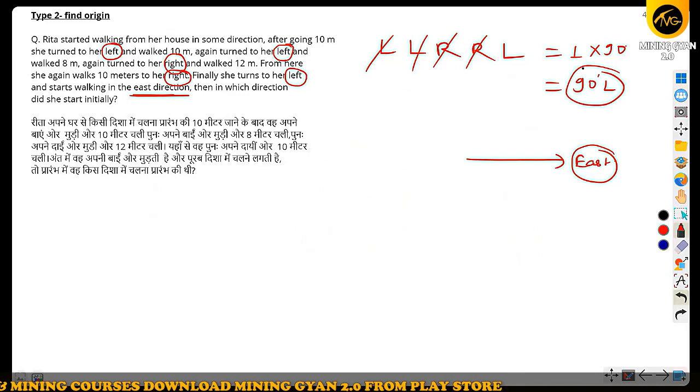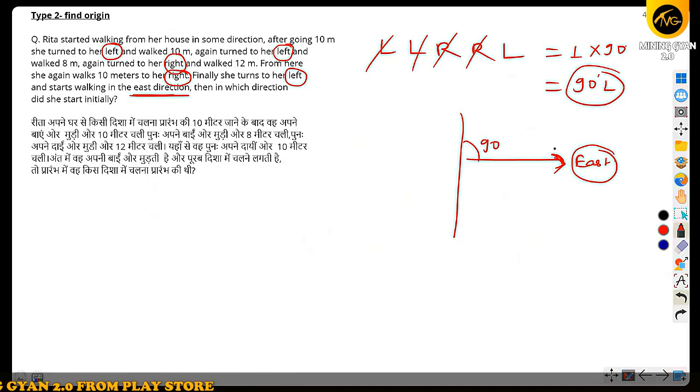Is it clear? So now assume east is her final direction. So one time left of his final direction. So this will be 90-degree left direction and right direction. So basically she turned finally this.